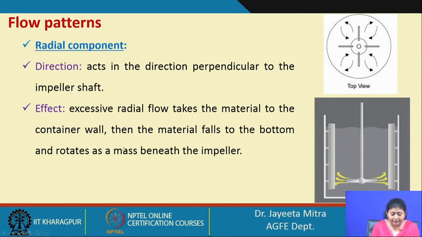Okay. So, if excessive radial flow takes place, then the condition will be like this: the material falls to the bottom and rotates as a mass beneath the impeller.